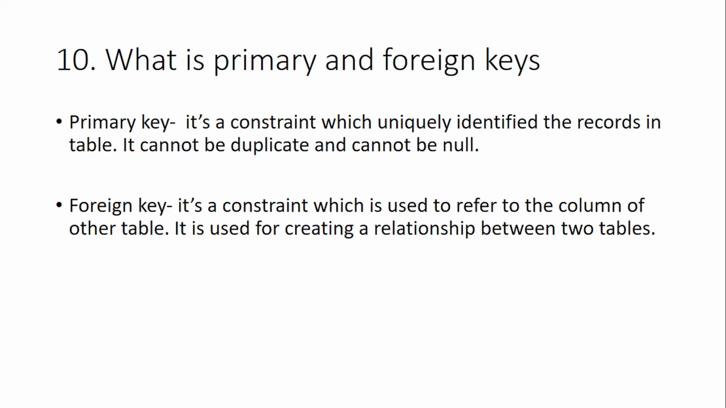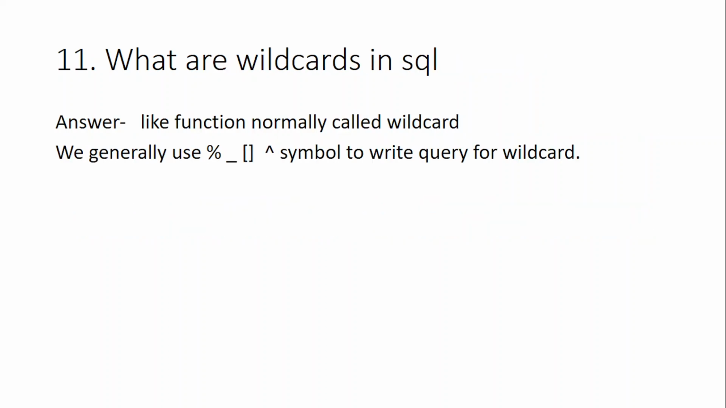The next question is: what are primary and foreign keys? You are also aware of that. Primary keys are unique IDs, so they can't be null or duplicate. On the other hand, foreign keys are used to create a relation between two tables. This is also one of the important questions you should learn. Next is: what are the wildcards in SQL? Generally, the like operator is used with wildcards, and these are the characters you can use to write a query with the like operator, such as percentage, underscore, and so on.